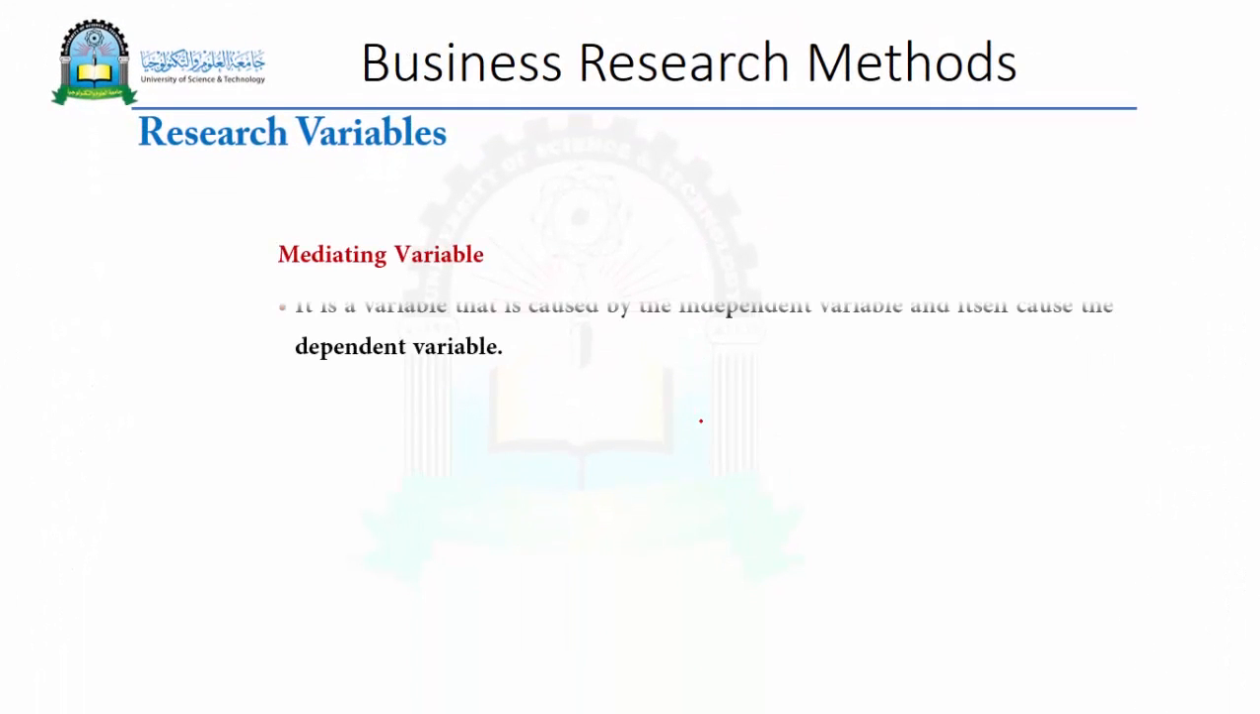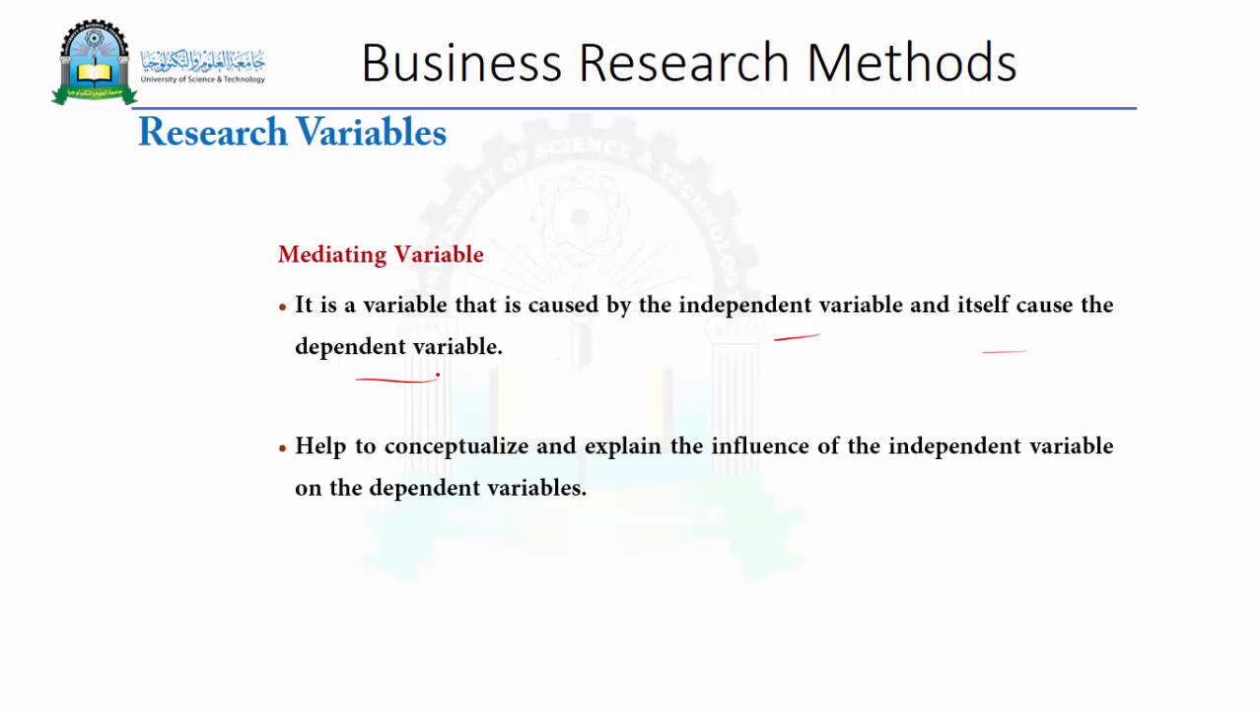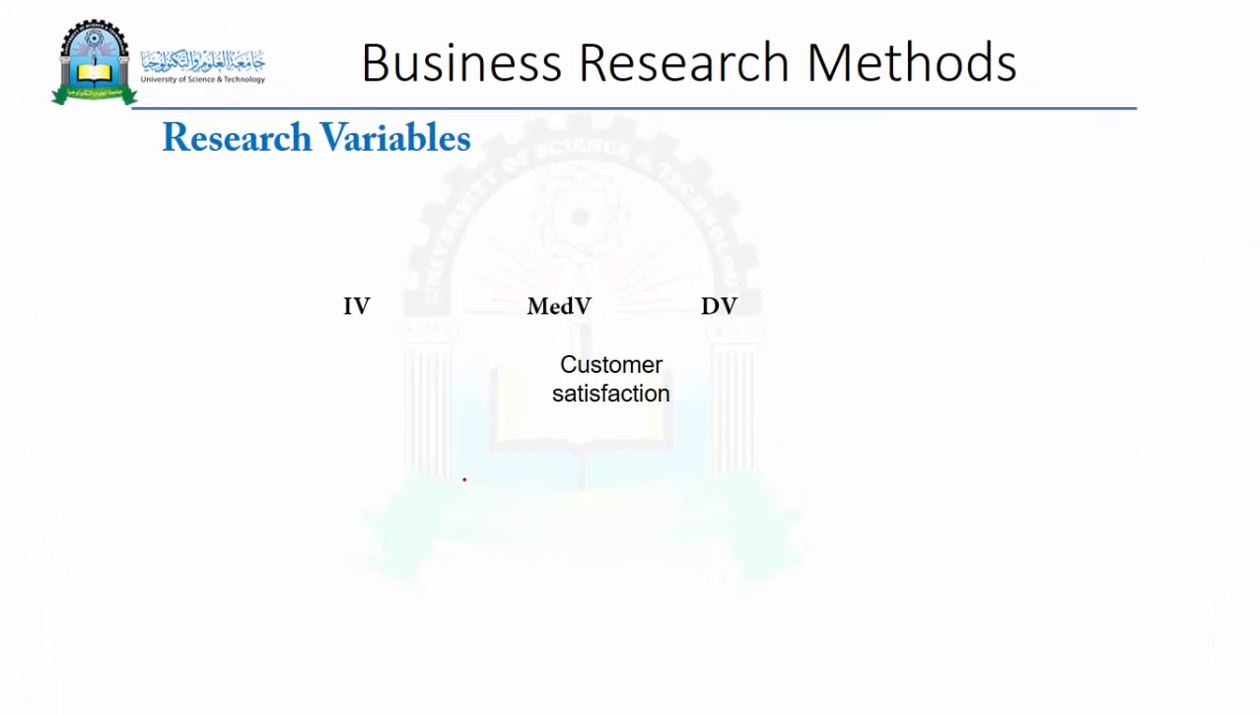The fourth one is the mediating variable. It is a variable that is caused by the independent variable and itself causes the dependent variable. So it is caused by the independent and causes the dependent. So it is just like a linker or a connector. It helps to conceptualize and explain the influence of the independent variable on the dependent variable. And this is the example.